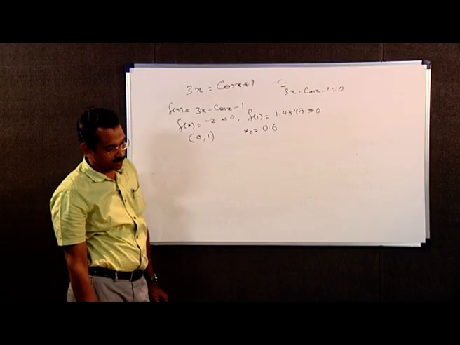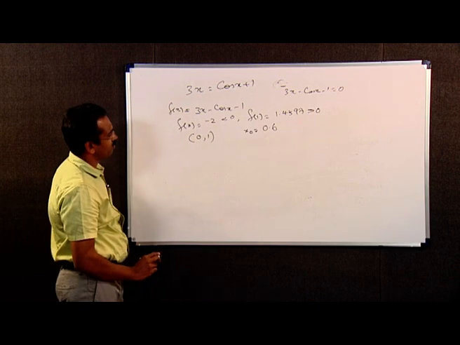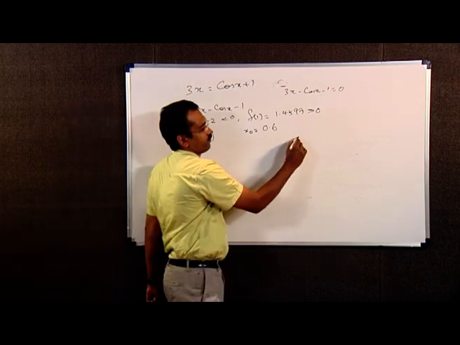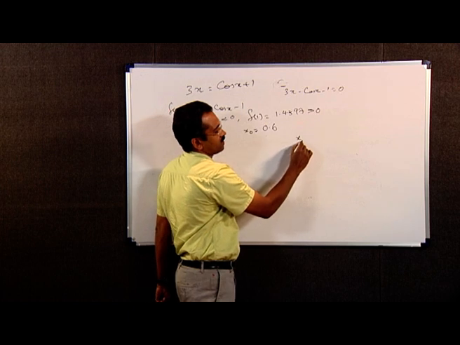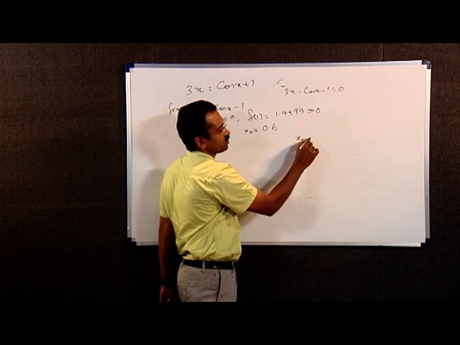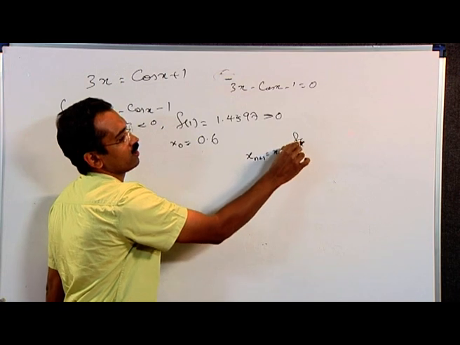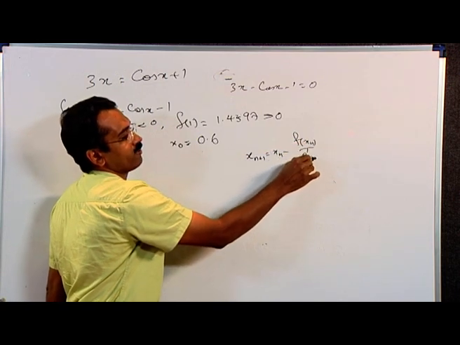Then, by the Newton-Raphson formula, we have x n plus 1 is equal to x n minus f of x n divided by f dash of x n.